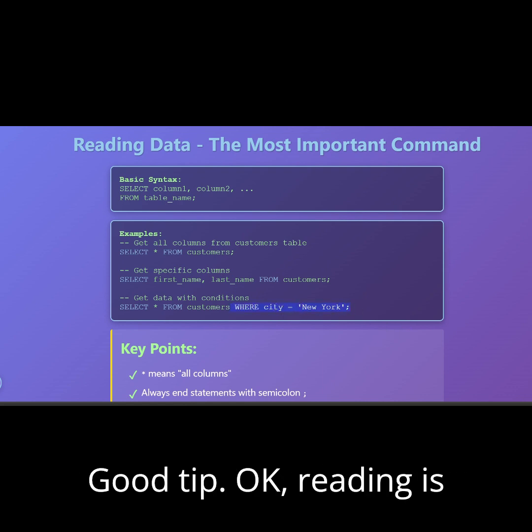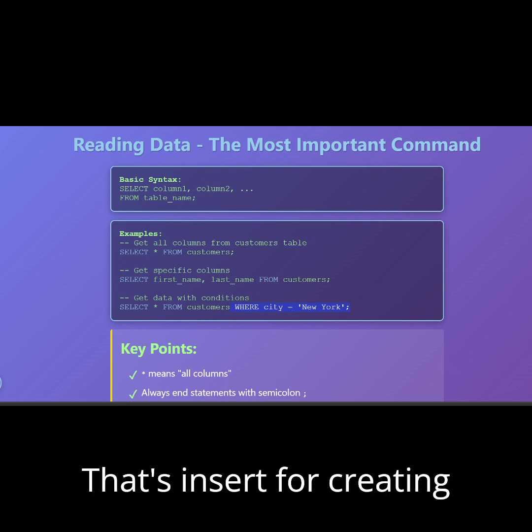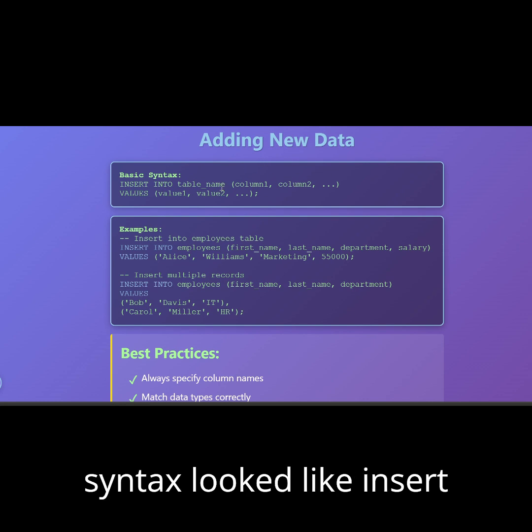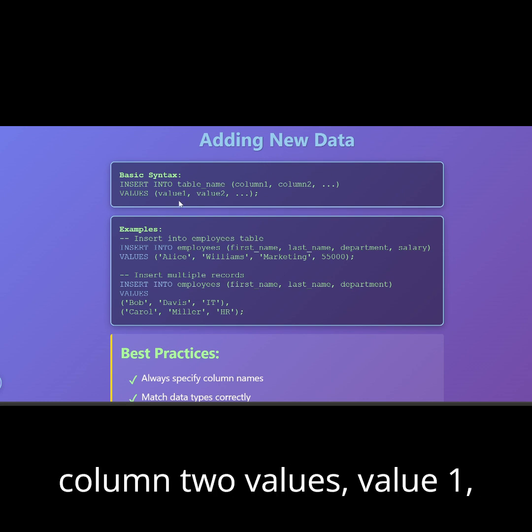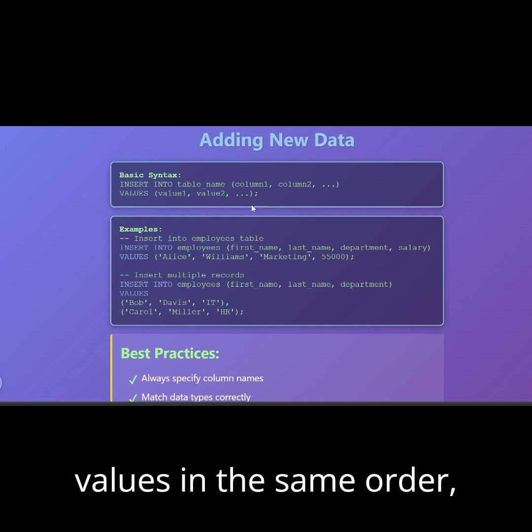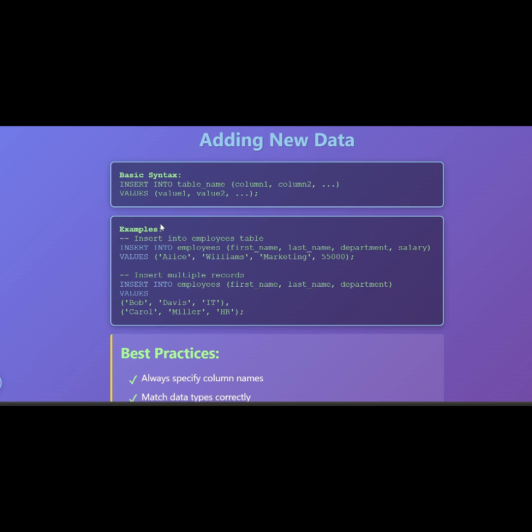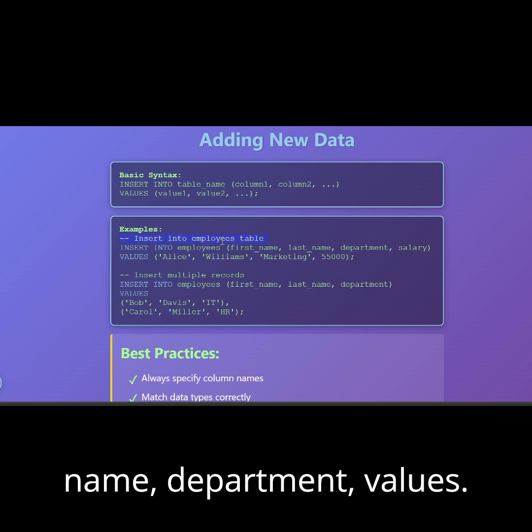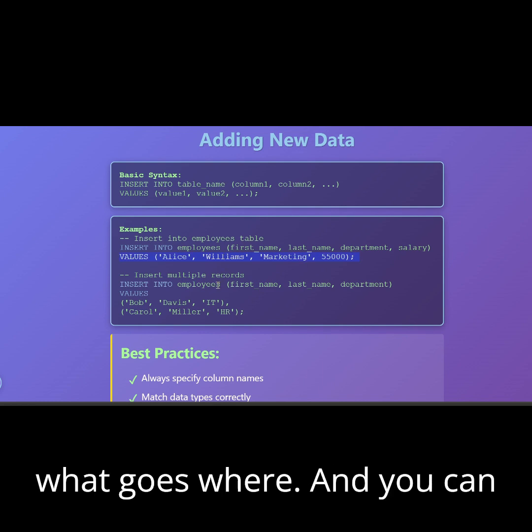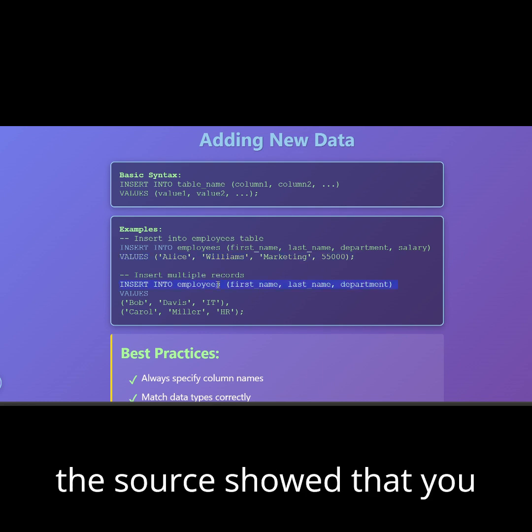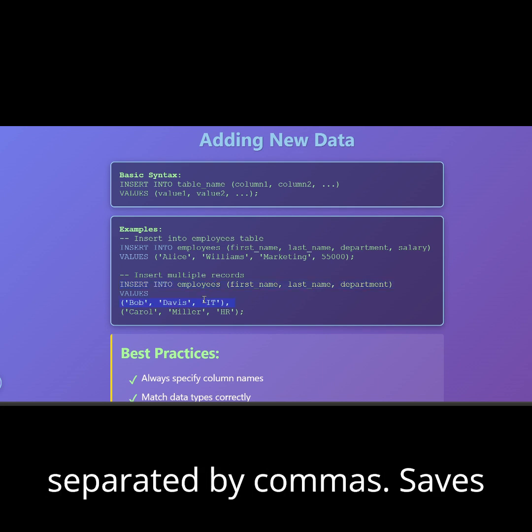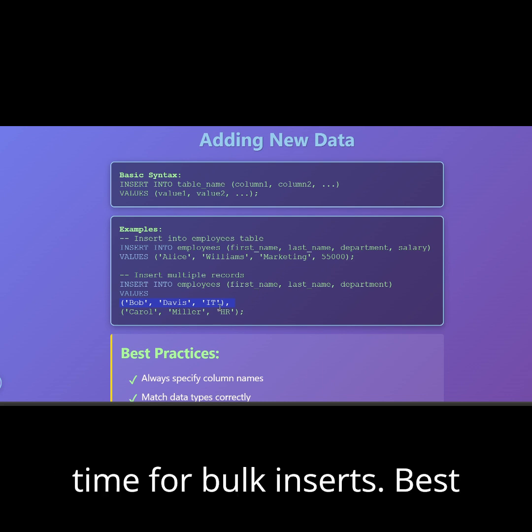Okay, reading is select. Adding new stuff. That's insert. For creating new records, new rows. The syntax looked like insert into table name, column 1, column 2, values, value 1, value 2. Yep. Point to the table, list the columns you're filling, then list the values in the same order. Like adding one employee. Insert into employees, first name, last name, department, values, Alice, Williams, marketing. You're very specific about what goes where. And you can do multiple at once. Yeah, the source showed that. You just list multiple sets of values after the values keyword, each in parentheses, separated by commas. Saves time for bulk inserts.